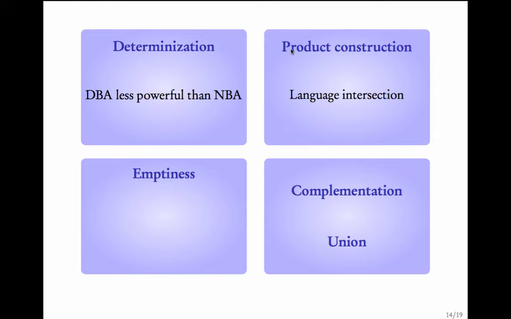Secondly, we have seen this product construction with this additional flag, and this will give us a Büchi automaton which accepts the intersection of the component automata. The third important thing is that given a Büchi automaton, can we say whether the language accepted by this Büchi automaton is empty or not?